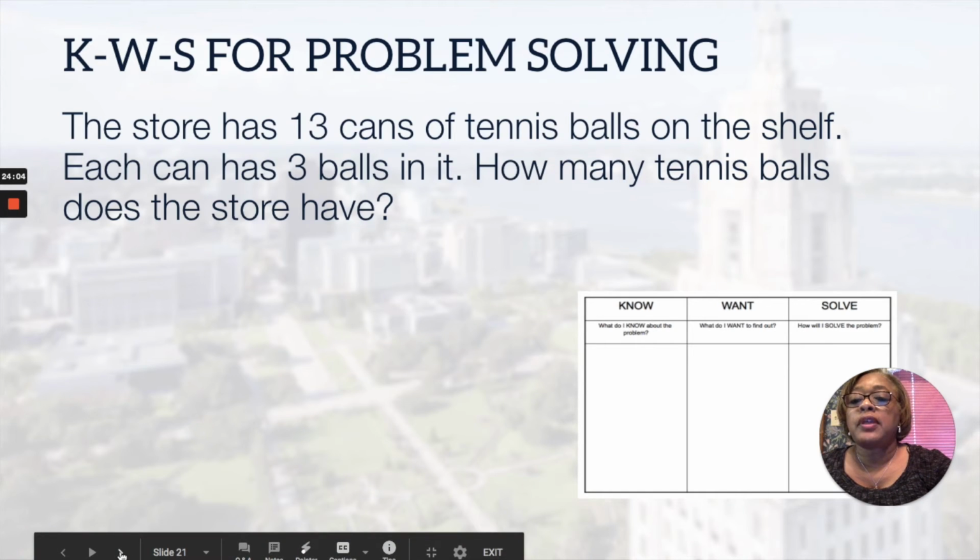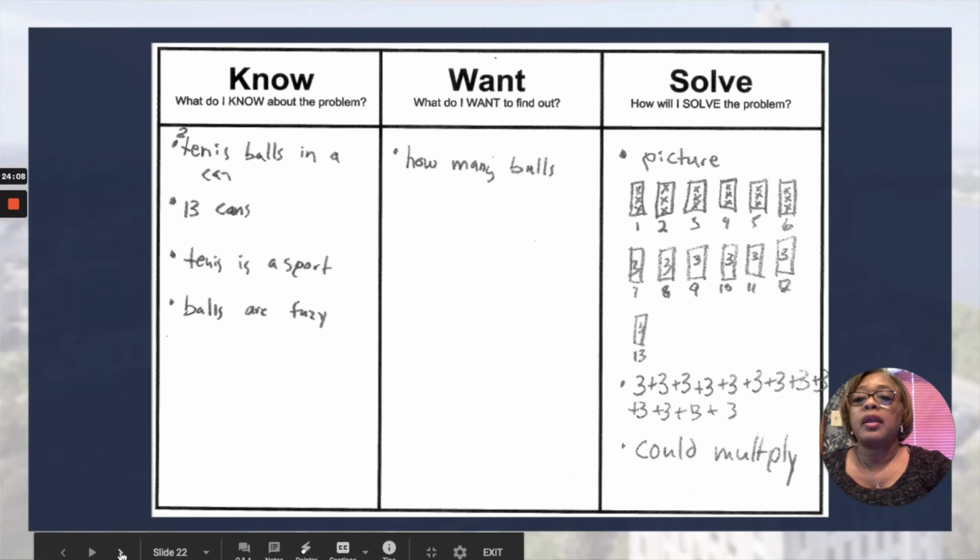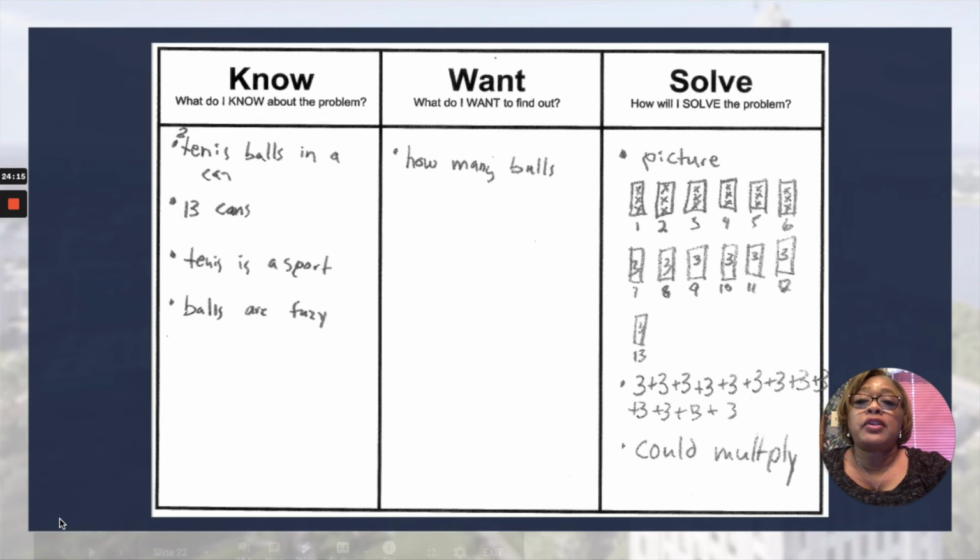And so this problem with the cans of tennis balls and the store, here you can see a student response to that problem using the KWS chart. What do I know about the problem? What do I want to find out? And how can I solve it? And then you see their work.